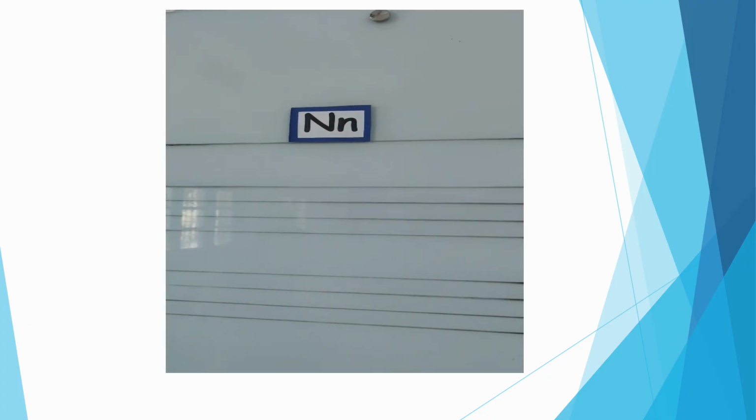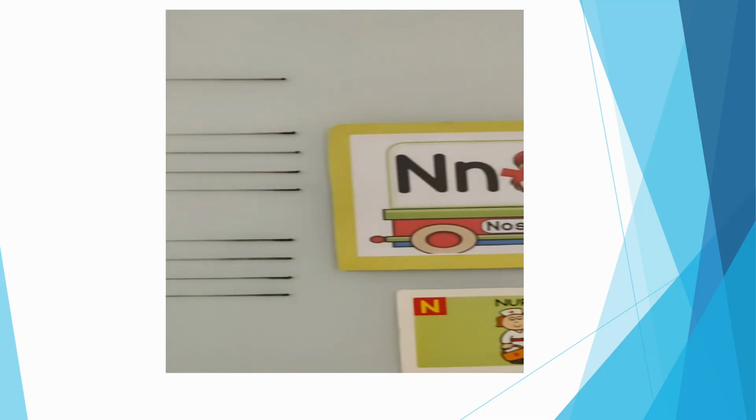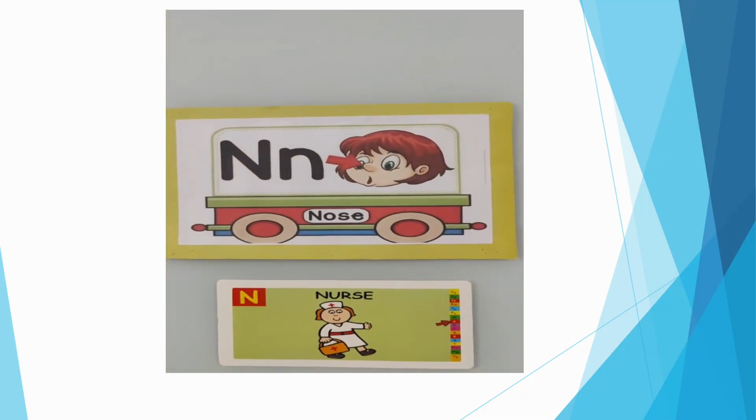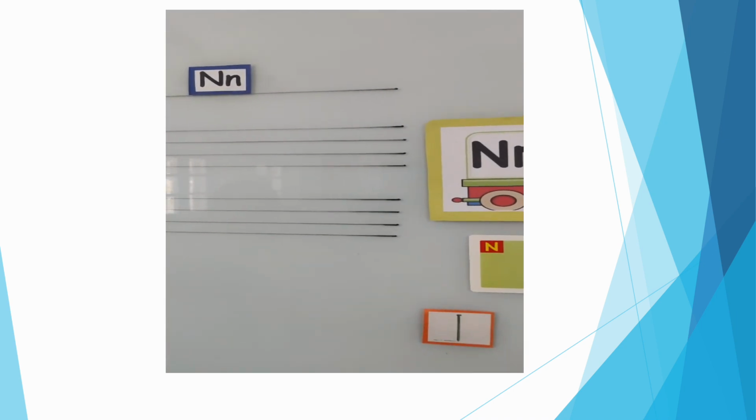As you know, the capital letter always comes in the first 3 lines, and the small n is a grass letter. It comes in the middle 2 lines. Now let's see how we write capital N in 4 lines.